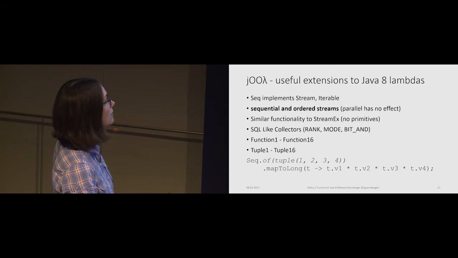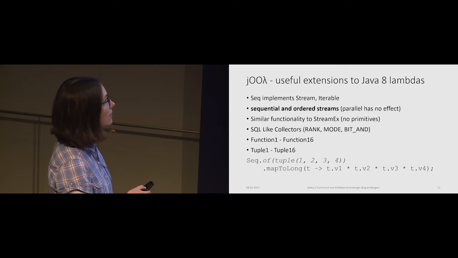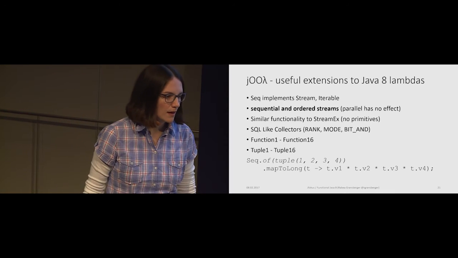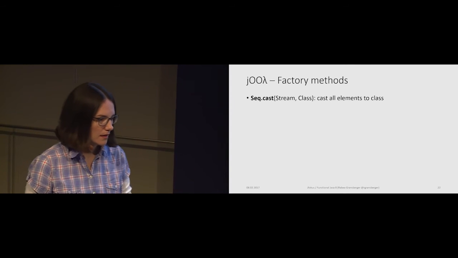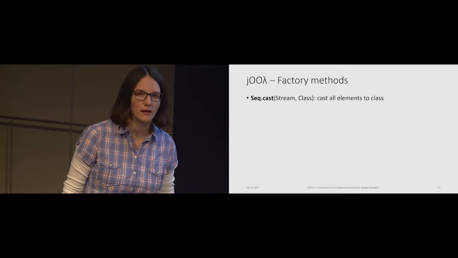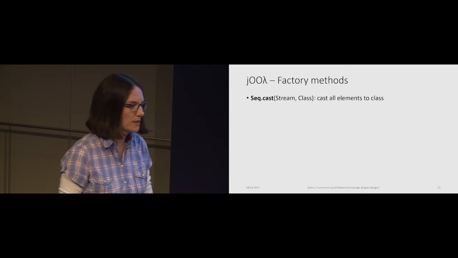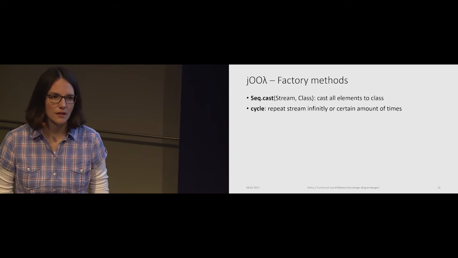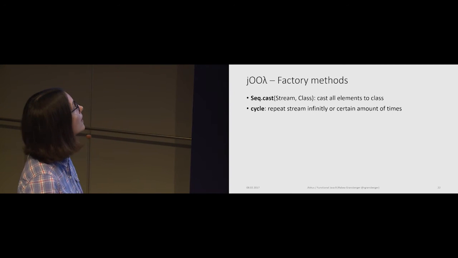So what you can do is create a tuple with 4 elements here, 1, 2, 3, 4, and map them to a single long value, for example. So this is a Tuple4, and this is a Function4, and we can just multiply all the values v1, v2, v3, v4, and then we get out a single value. It has a lot of factory methods as well, like directly casting all elements if we're getting an int from a stream, and we just get a stream of objects, for example, we directly cast them to a different class. We can repeat the stream indefinitely, or for example repeating it for 2 times or something. We can also pass in a parameter for that.